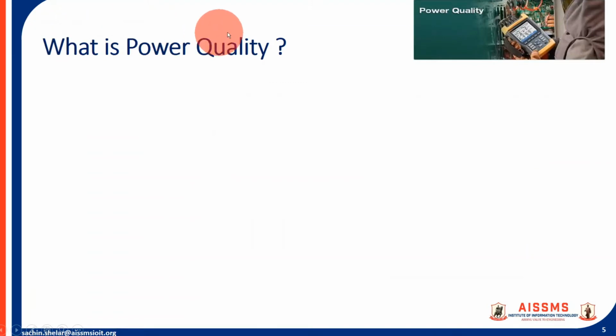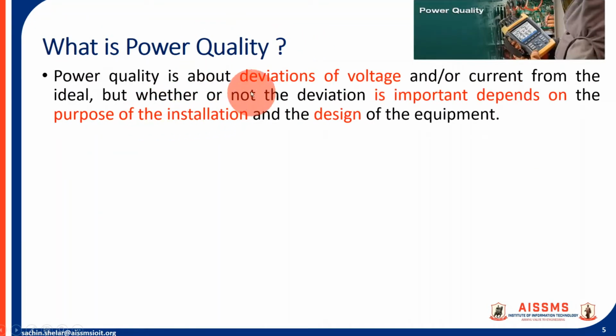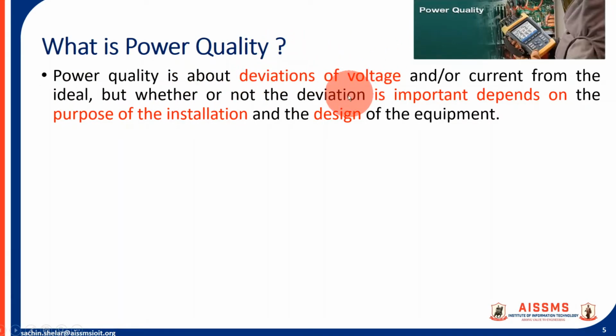So what is power quality? Power quality is about deviations of voltage and or current from the ideal. Of course, ideal supply is not available. It is a theoretical concept, but what are the deviations that are happening in voltage and or current, and whether or not the deviation is important depends upon the purpose of the installation and the design of the equipment.